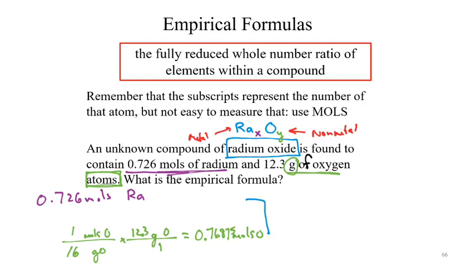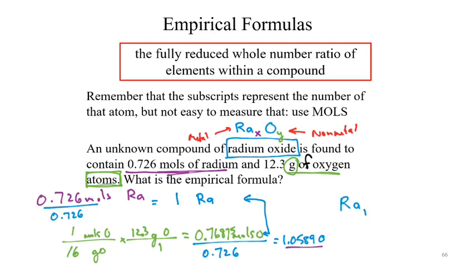We want a ratio between these, a reduced ratio. To figure out the reduced ratio, divide them both by the smallest number. Well, 0.726 is our smallest number, which means the reduced ratio for our radium will be 1 radium. And our reduced ratio for our oxygen, 0.76875 divided by 0.726, will be 1.0589 oxygens. Okay, well, that's not a perfect ratio, but that comes darn close to 1.